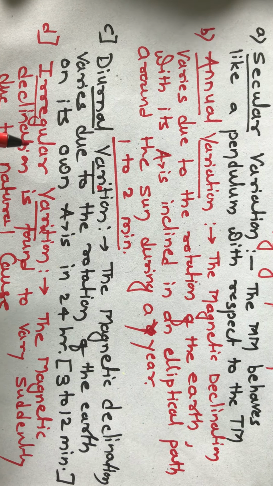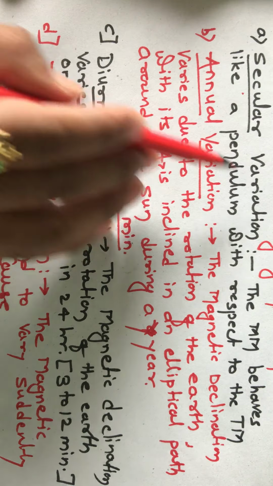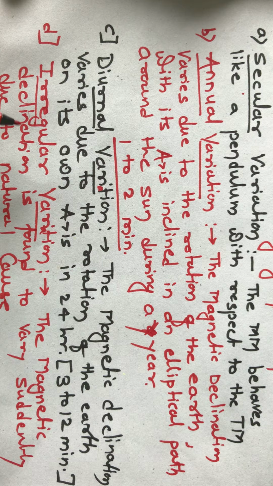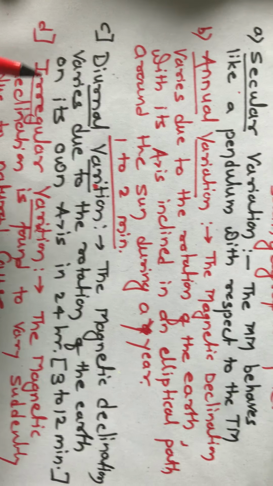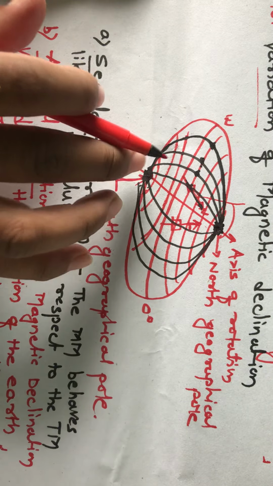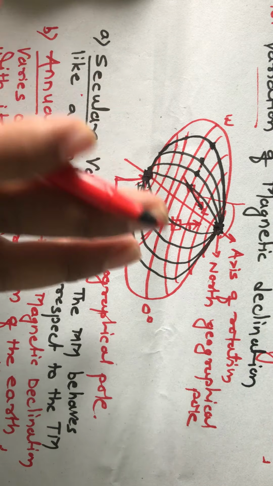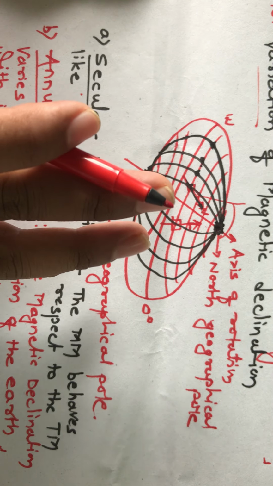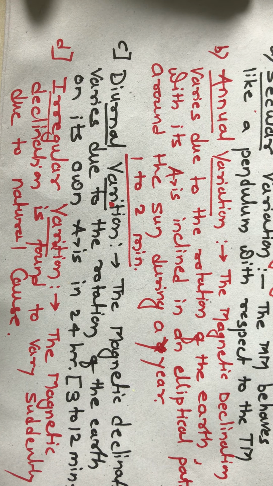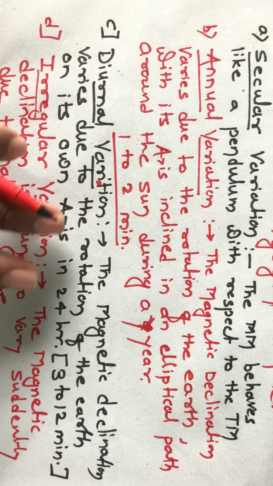So we have four: secular variation, annual variation, diurnal variation, irregular variation. I told how these arise due to this concept, because the earth is rotating about itself and it is also rotating about the sun. That's why we have four types of variation.